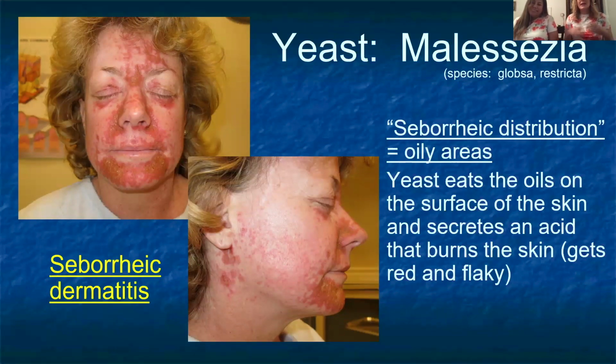So this yeast is basically in areas that tend to be more oily, and you can really see this nicely in the patient photo where it shows these areas that accumulate the oil. And what does the yeast do? So it eats the oils on the surface of the skin and secretes an acid that burns the skin, which gets red and flaky. So you'll see that with patients on the scalp or the eyebrows or the nasolabial folds, or the bearded area also in men, when the oil is kept in between those hair follicles. And so it provides something for the yeast to eat.